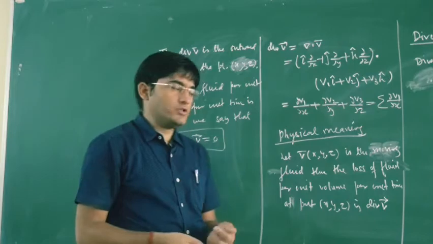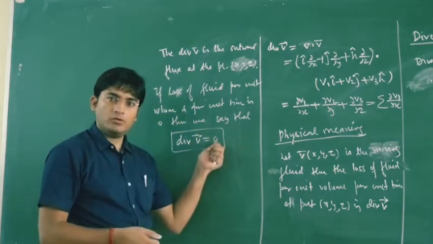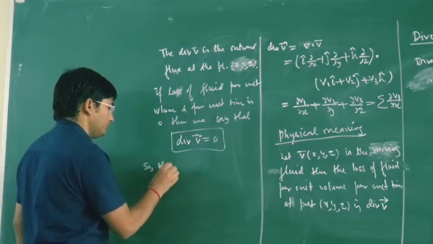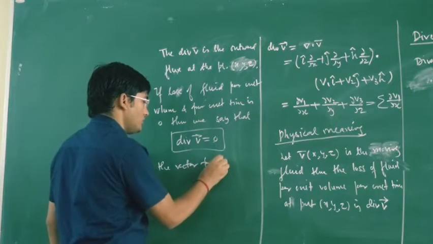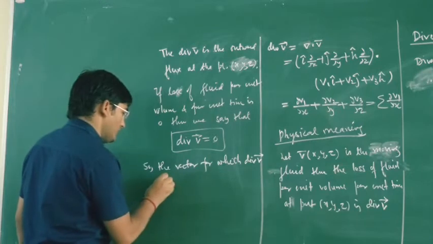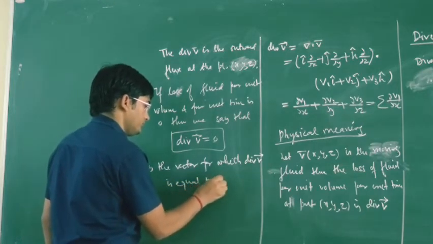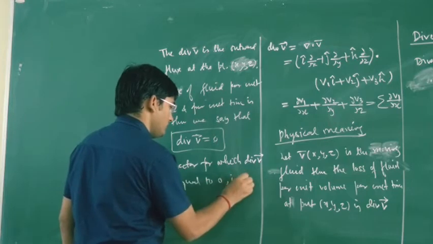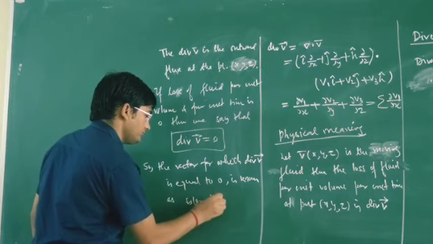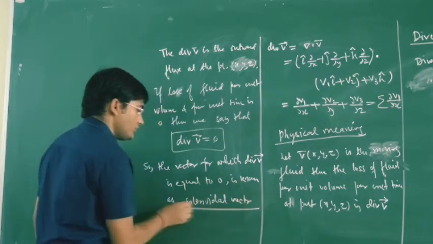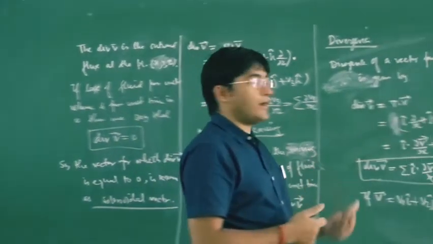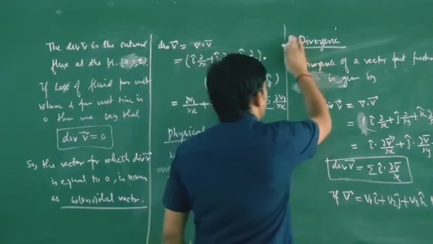The vector for which divergence v is equal to 0 is known as a solenoidal vector. So the vector for which divergence v is 0 is known as a solenoidal vector. So this is your divergence of a vector.